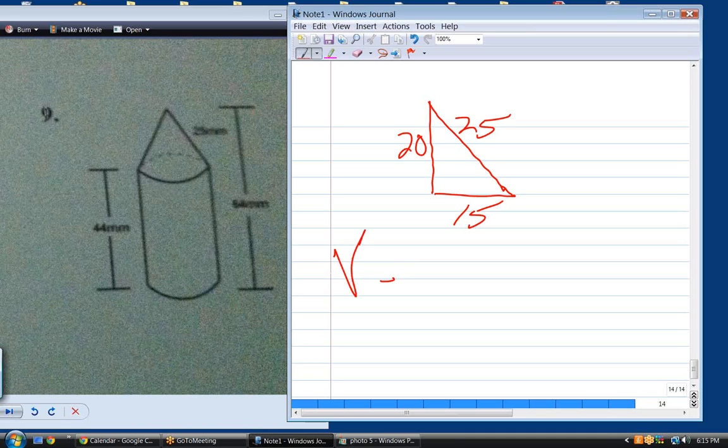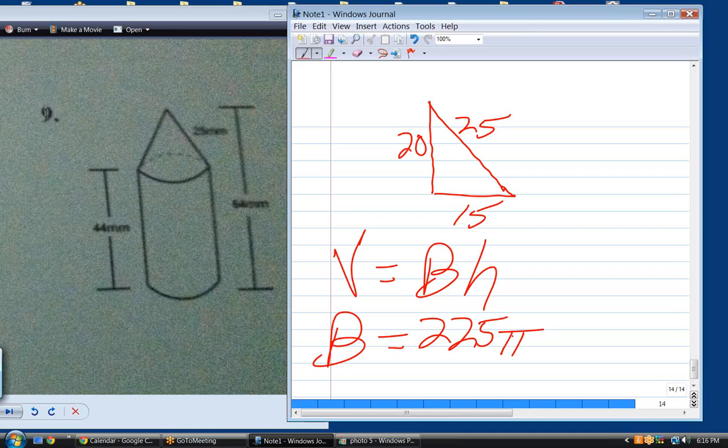So the volume of the cylinder is what? Base times height. And the base is what? R squared pi. And R is what? R is 15. Right. So it's 225 pi. That's the area of the base in square millimeters. And the height is 20. No, the height is what? Of the cylinder. Oh, the cylinder?